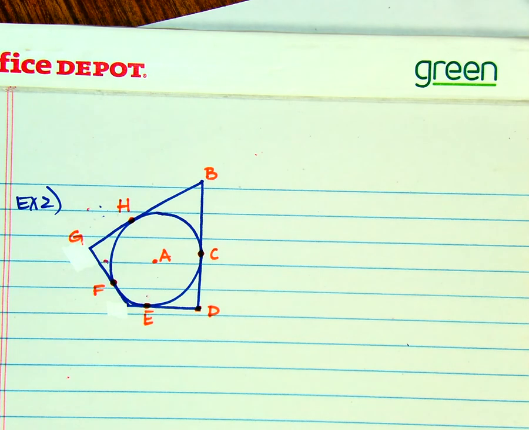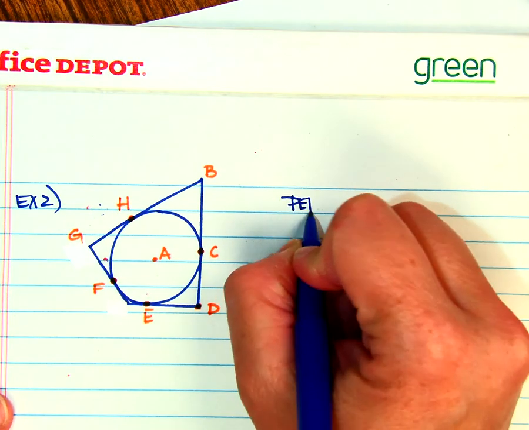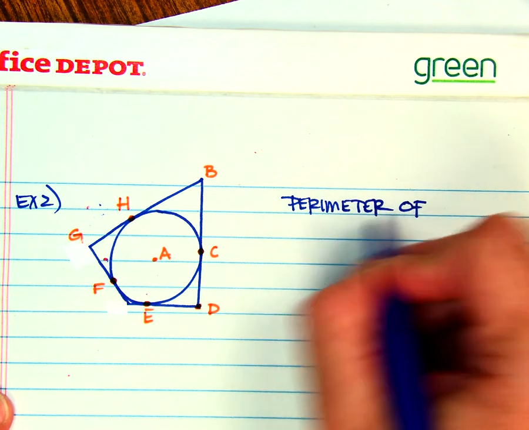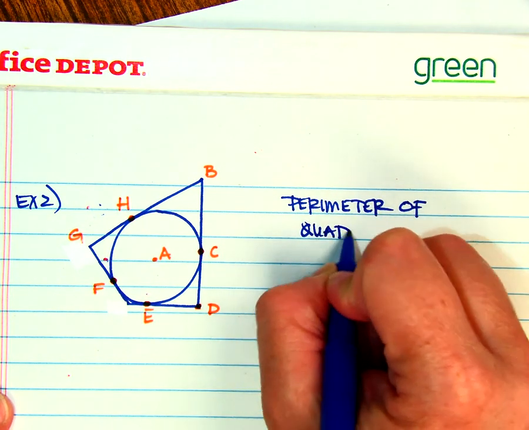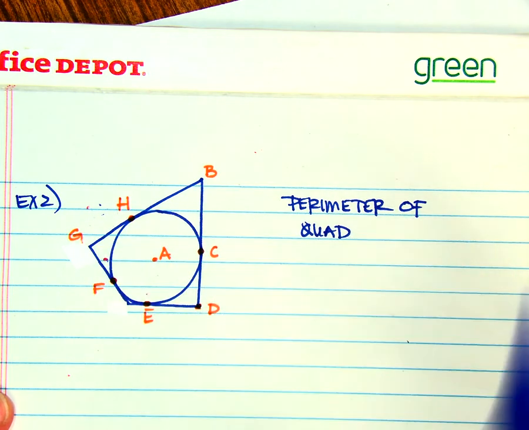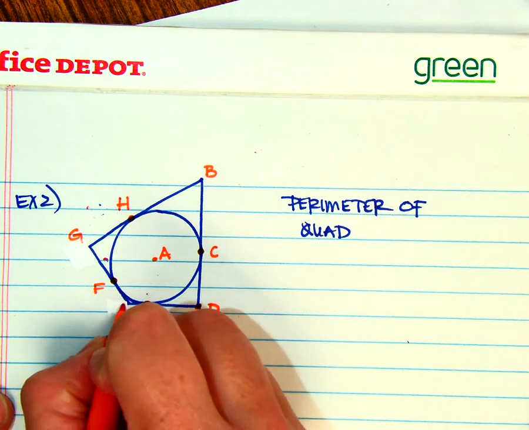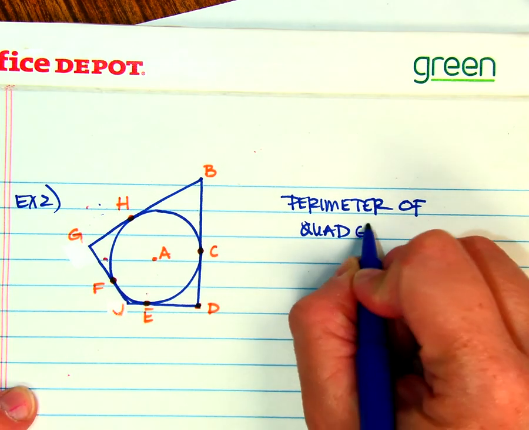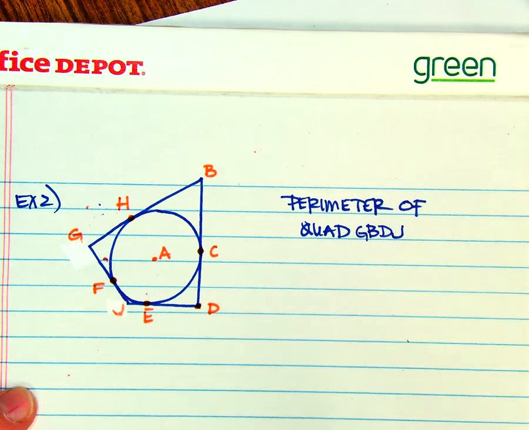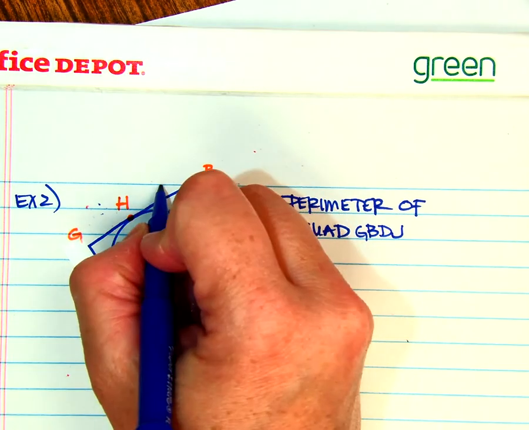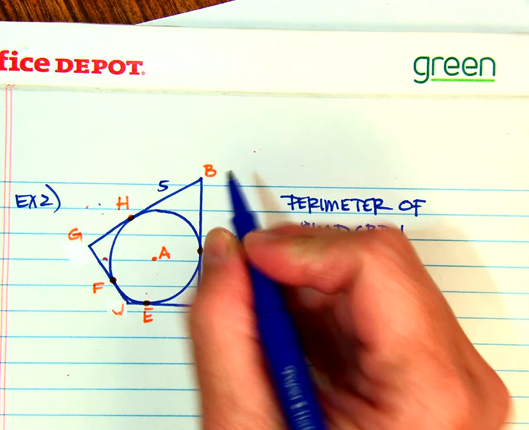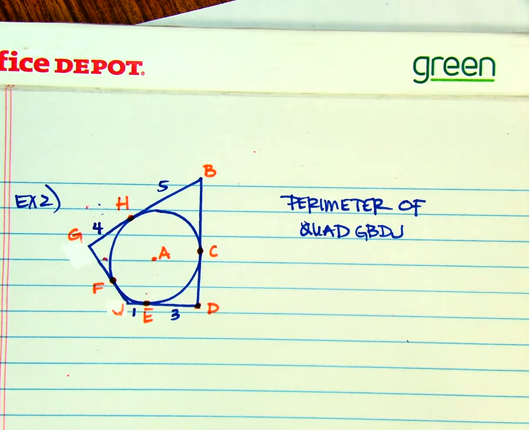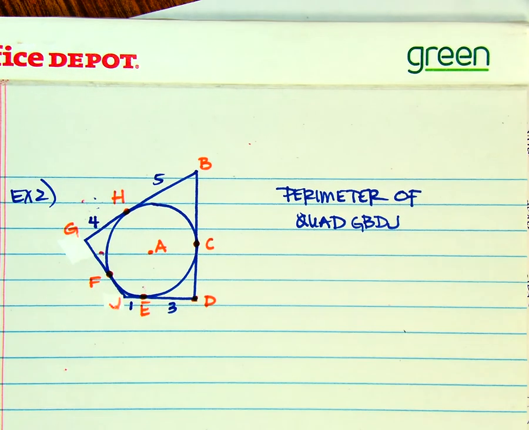So we want to find the perimeter of quadrilateral GBD. Oops, forgot a letter here. We'll make this J. Okay, so quadrilateral GBDJ. We'll put in some measurements. Okay, so we have that information.